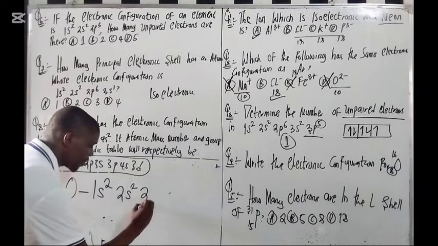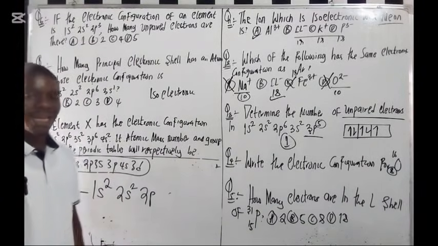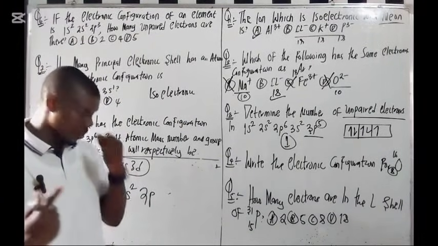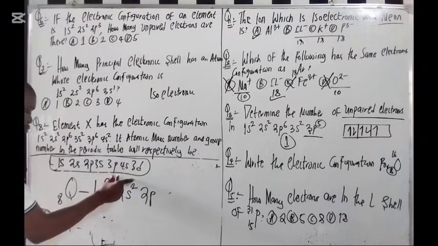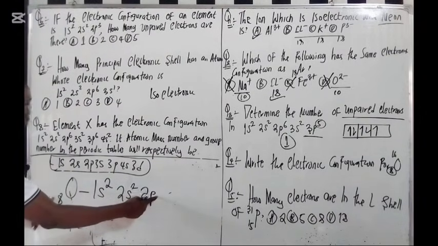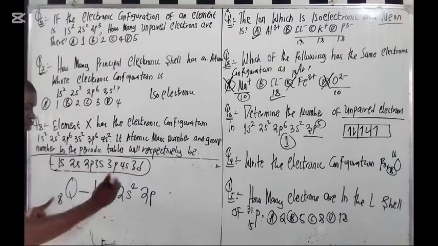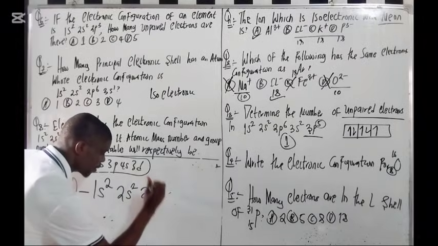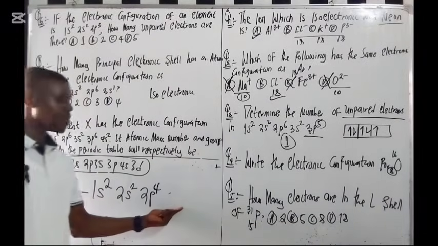Here we have 2p. p can accommodate 6 electrons. Here I've used 4, and the total is 8, so 4 are left, because 8 minus 4 is 4. This can accommodate 6 here, but you only have 4 electrons left. So you now have 4. It's okay.